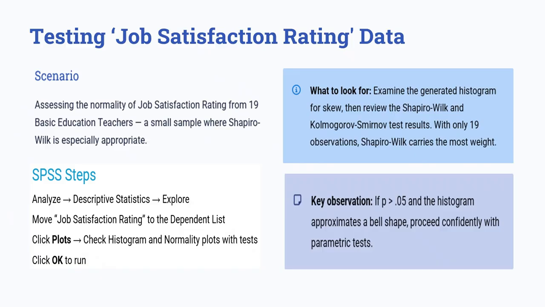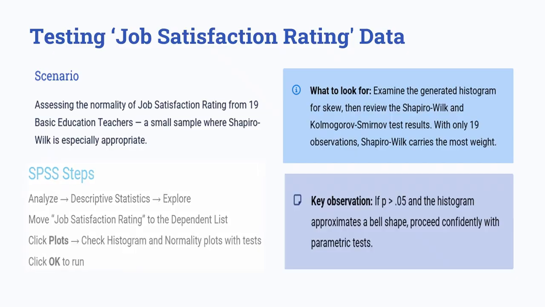Let's put everything we've learned into practice by testing the job satisfaction rating data. In this example, we're working with responses from 19 basic education teachers. Because the sample size is small, the Shapiro-Wilk test is the most appropriate choice for assessing normality. Here's how to do it in SPSS.